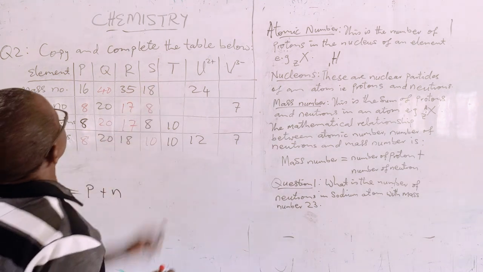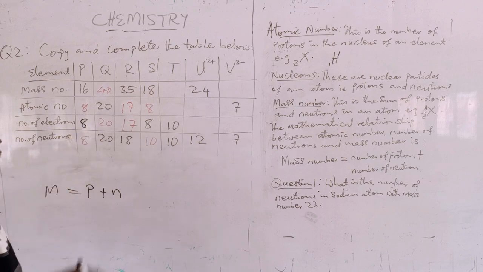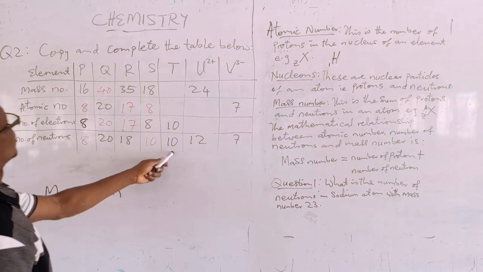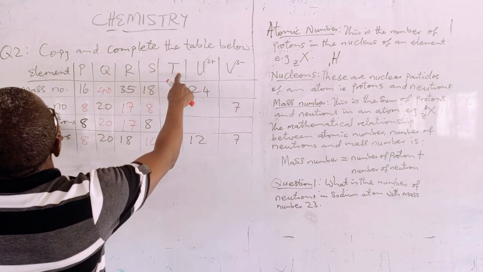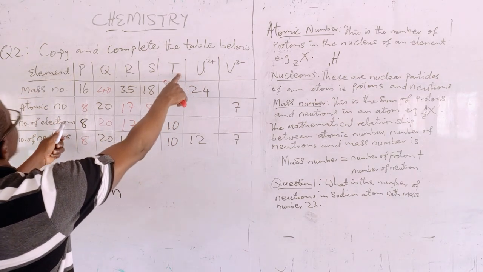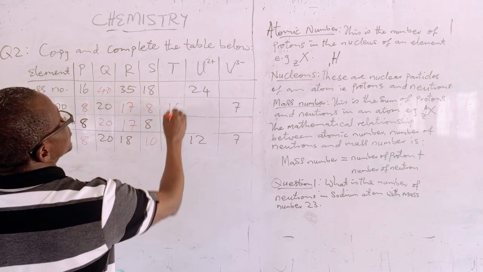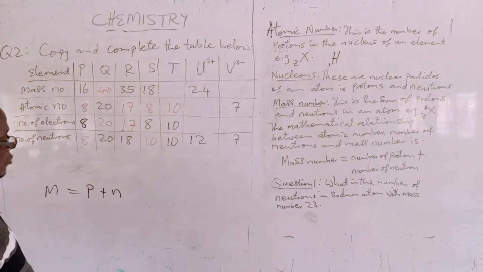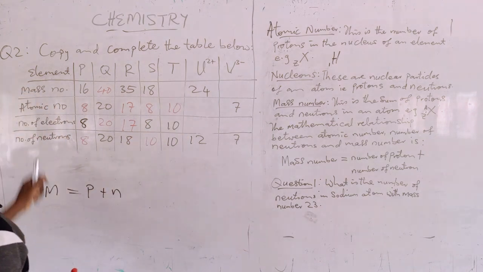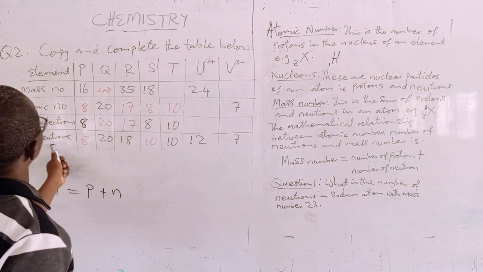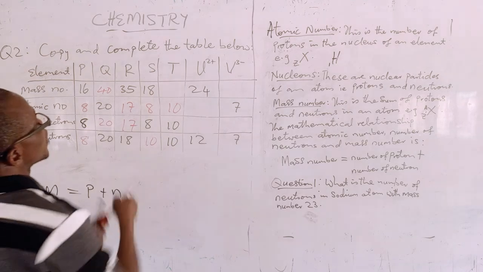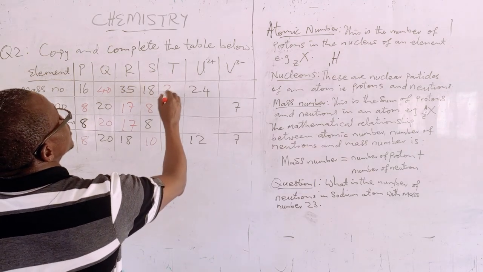And that is what? Subtract this from this, you have 10. Come over to T. For T, they have not given you mass. They have given you neutron. They have given you electron. Remember, it has no charge. So number of proton and electron will be the same. So having done that, you have proton to be this. You have neutron to be this. Use this formula by adding the two to get mass.